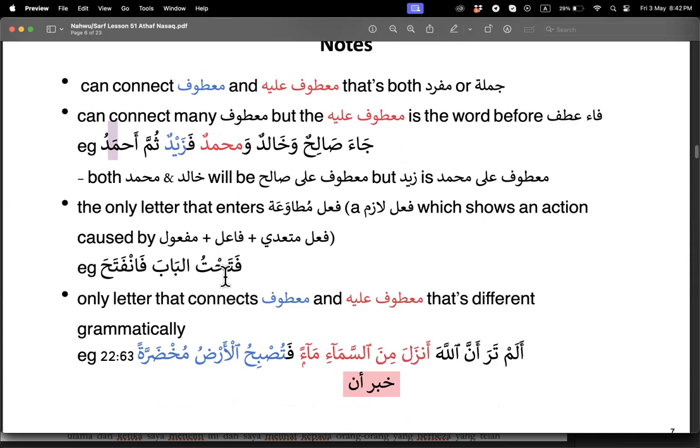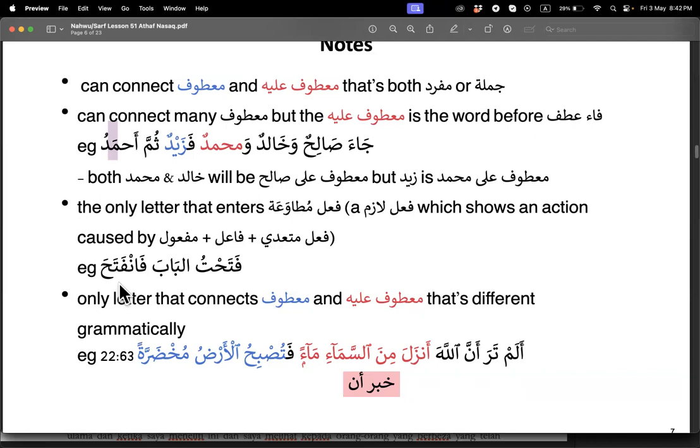Fatahtul bab. What is the fi'il? Fatahtu. Fi'il madi, ana. Al-bab will be our maf'ulun bihi, yes.